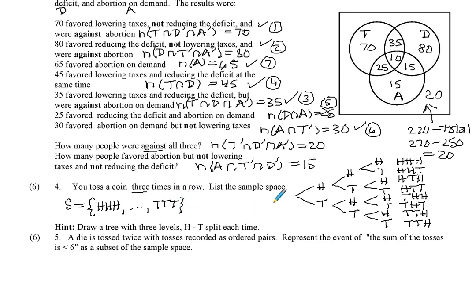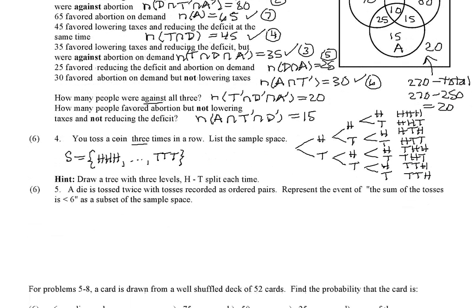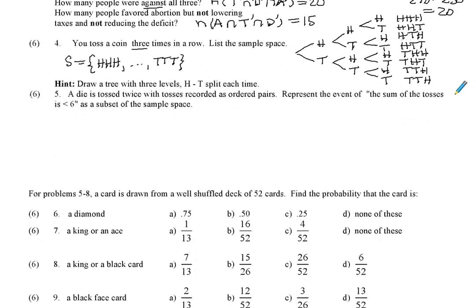So now if I just said list the outcomes that are in the sample space, then you'd be good here. Those are all the outcomes. But here I'm actually saying find the sample space, or list the sample space. And the sample space is a set, so remember to put those into set brackets.